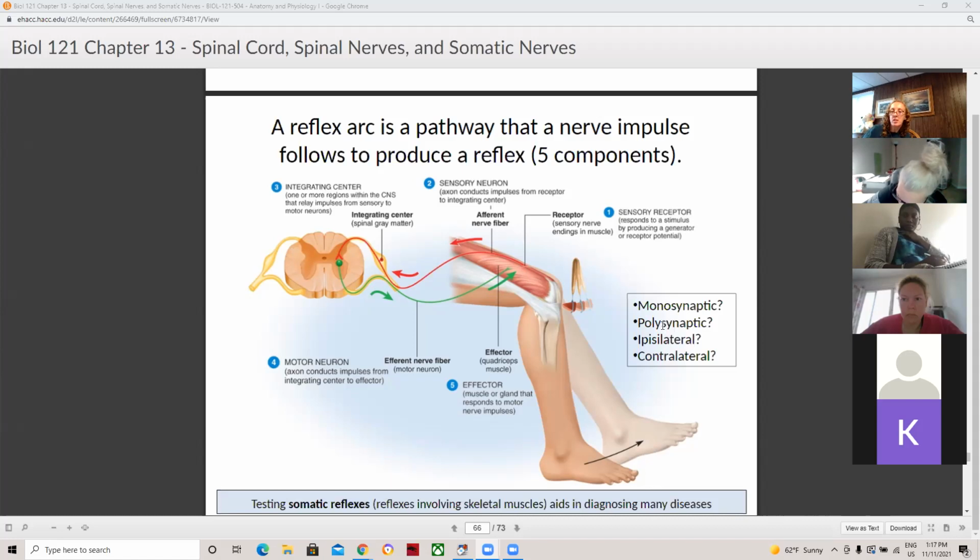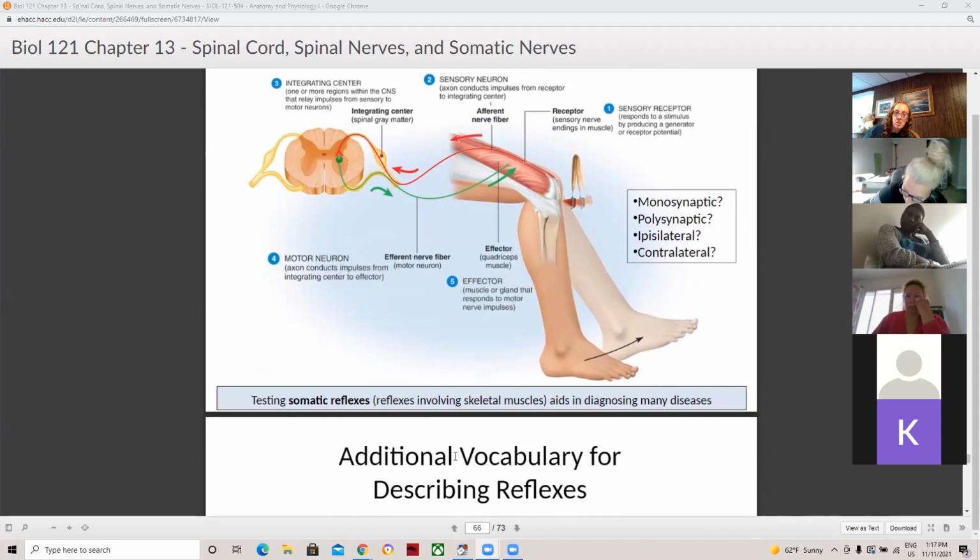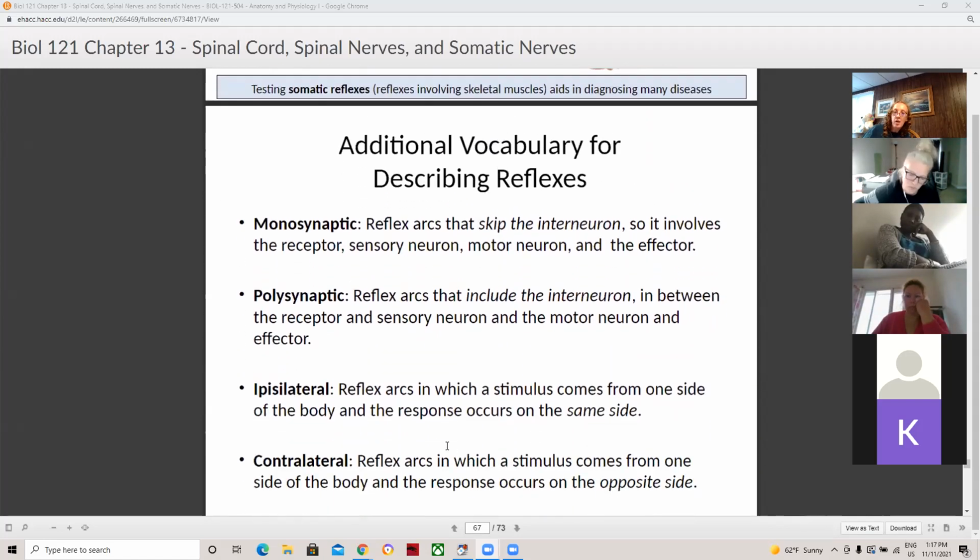These can be monosynaptic, polysynaptic, ipsilateral, or contralateral. Testing these somatic, meaning skeletal muscle reflexes, aids in the diagnosing of many diseases. Monosynaptic is where the reflex arc is going to skip the interneuron. The interneuron is a middleman in between the sensory afferent neuron and the efferent motor neuron. Monosynaptic meaning that we're going to skip that part, and we're just going to have a sensory neuron synapsing directly on a motor neuron.